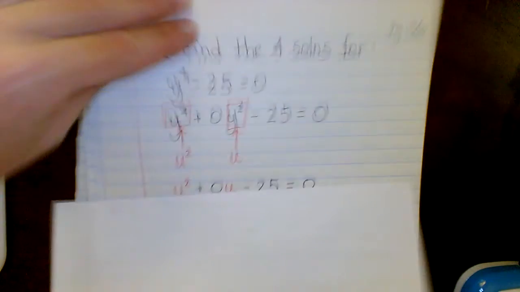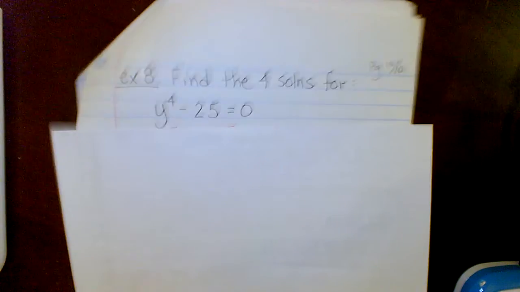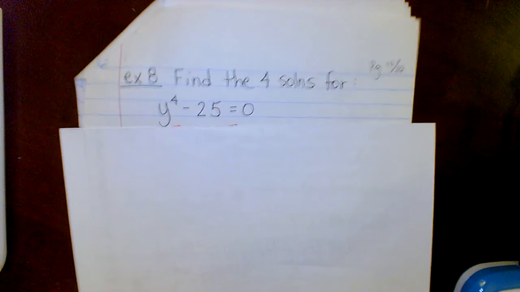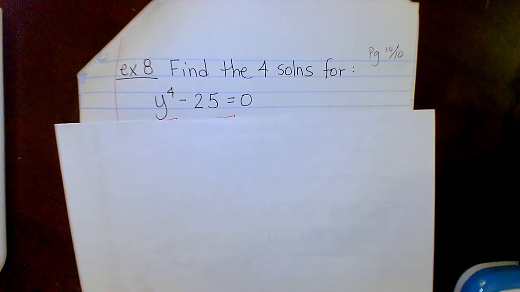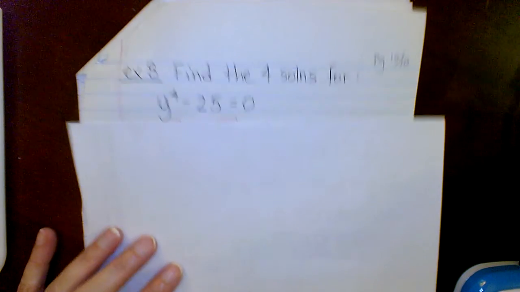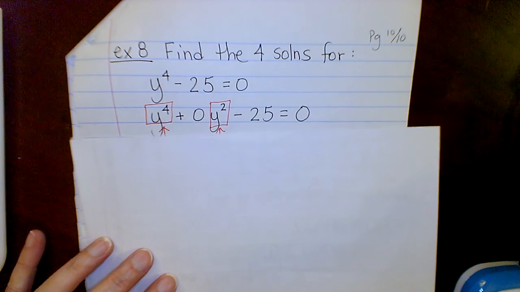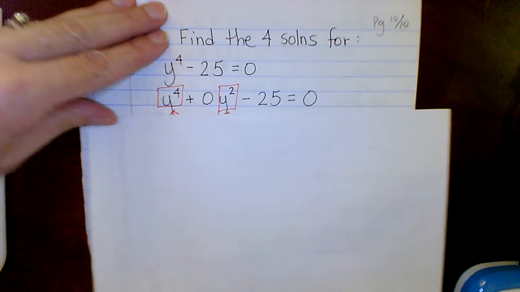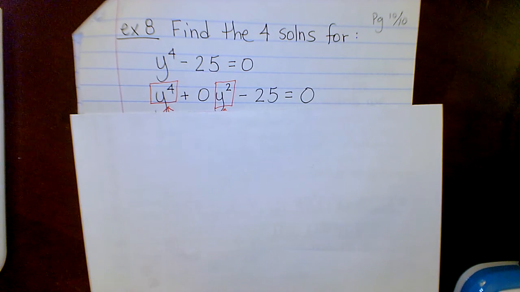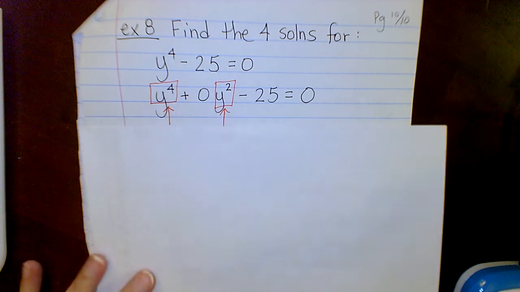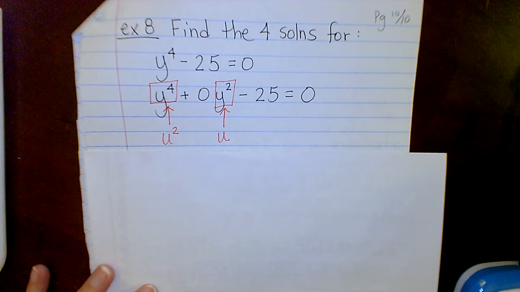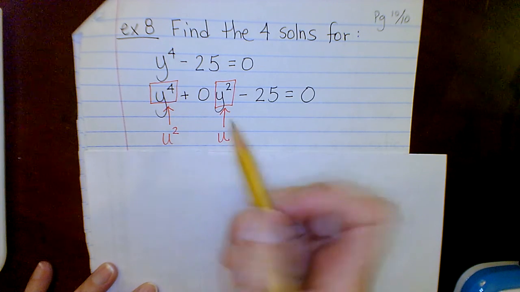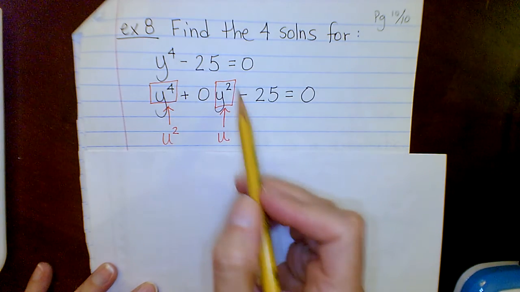Okay, last one. Like I said, I'm doing a lot of these, not because I just love them. I mean, they are kind of cool, but mostly just so you have a little bit of everything. y to the 4th minus 25. Now, this one's really tricky because there's no middle term. So here's what we have to do. We have to bring in that middle term. That middle term that's not written is a y squared.